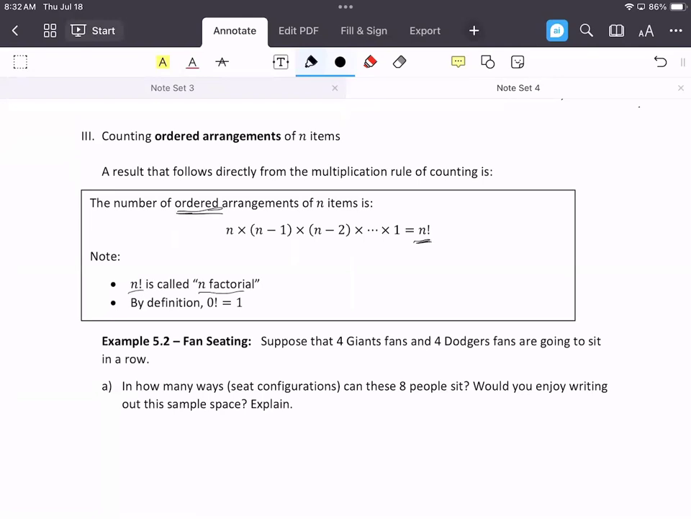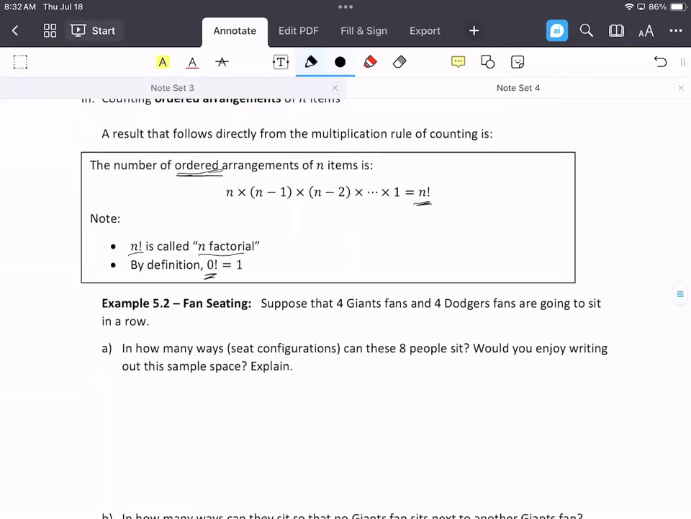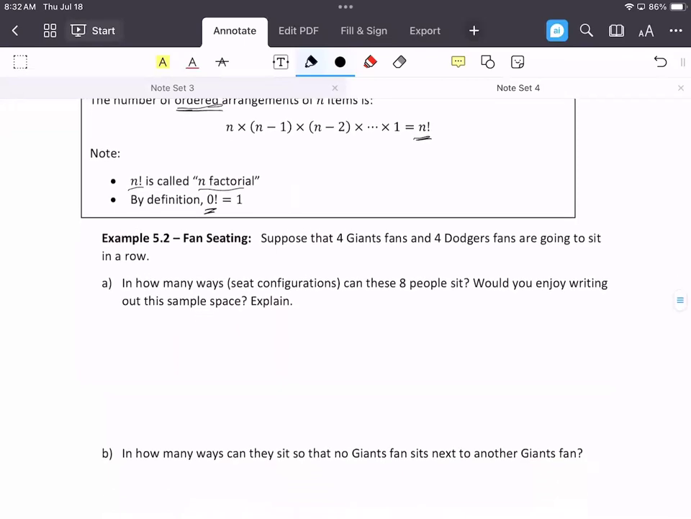And you may remember that from math. By definition, just keep in mind 0 factorial is not 0, it is 1. And that is definition. We're not going to prove that or show that here. So let's look at this concept through an example.